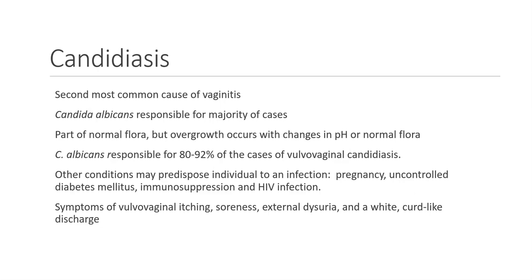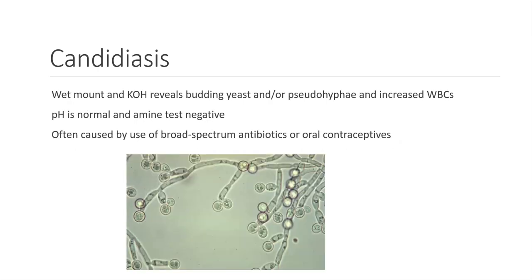There are other conditions that may predispose an individual to an infection, and these include pregnancy, uncontrolled diabetes mellitus, immunosuppression, and HIV infection. The symptoms of candidiasis are vulvovaginal itching, soreness, external dysuria, and a white curd-like discharge. A wet mount examined microscopically with KOH will reveal budding yeast and/or pseudohyphae and increased WBCs.